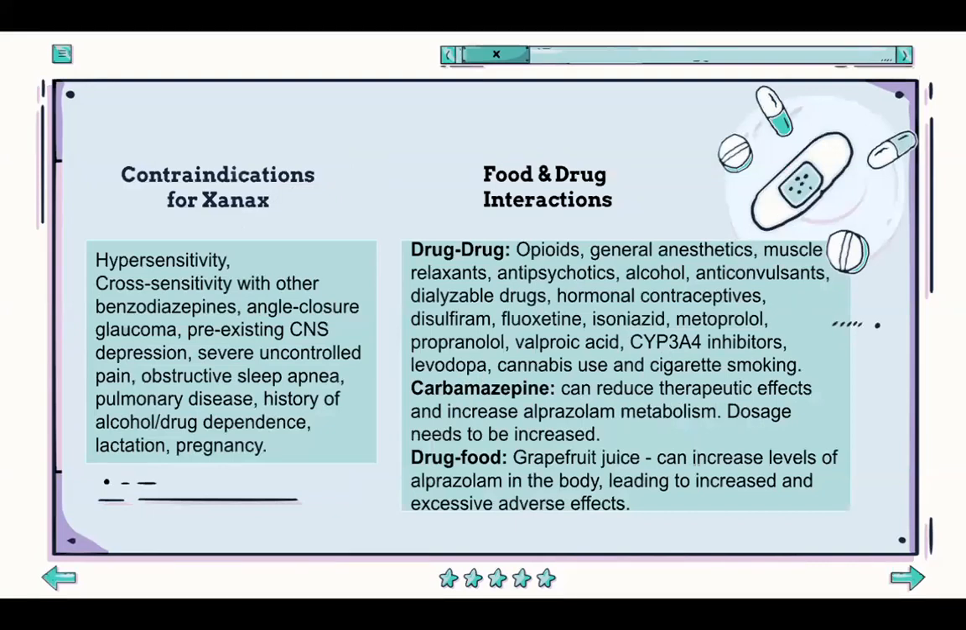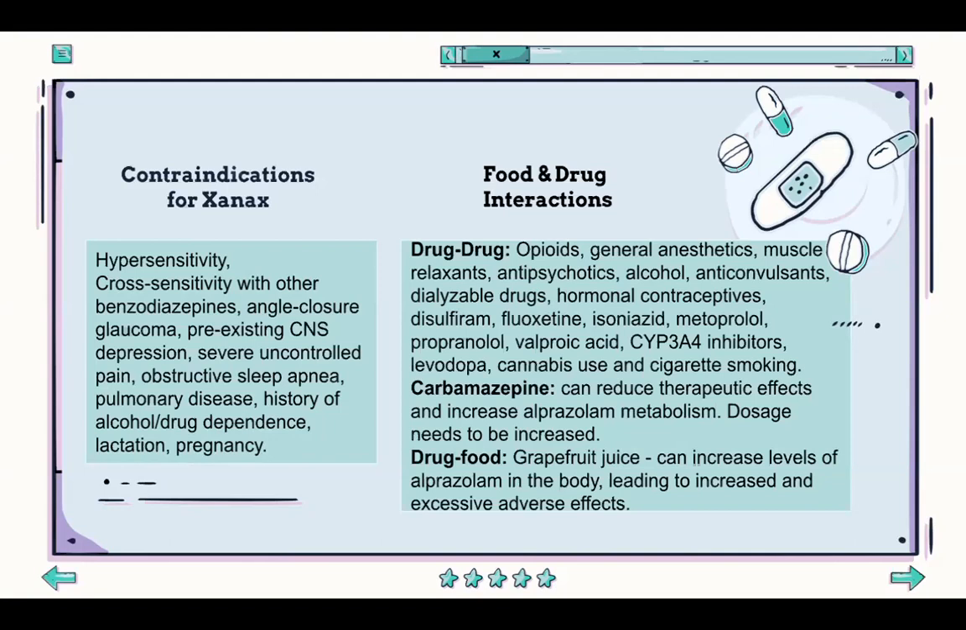We'll go over contraindications for Xanax along with food and drug interactions that it might have. So as you can see, there are a lot of contraindications and interactions. Some main ones to note are cross-sensitivity with other benzodiazepines, pre-existing CNS depression, because this drug will depress your overall system even more. If you have any kind of respiratory issues such as obstructive sleep apnea or pulmonary disease, this will also cause respiratory depression, which will lead to more trouble breathing overall.